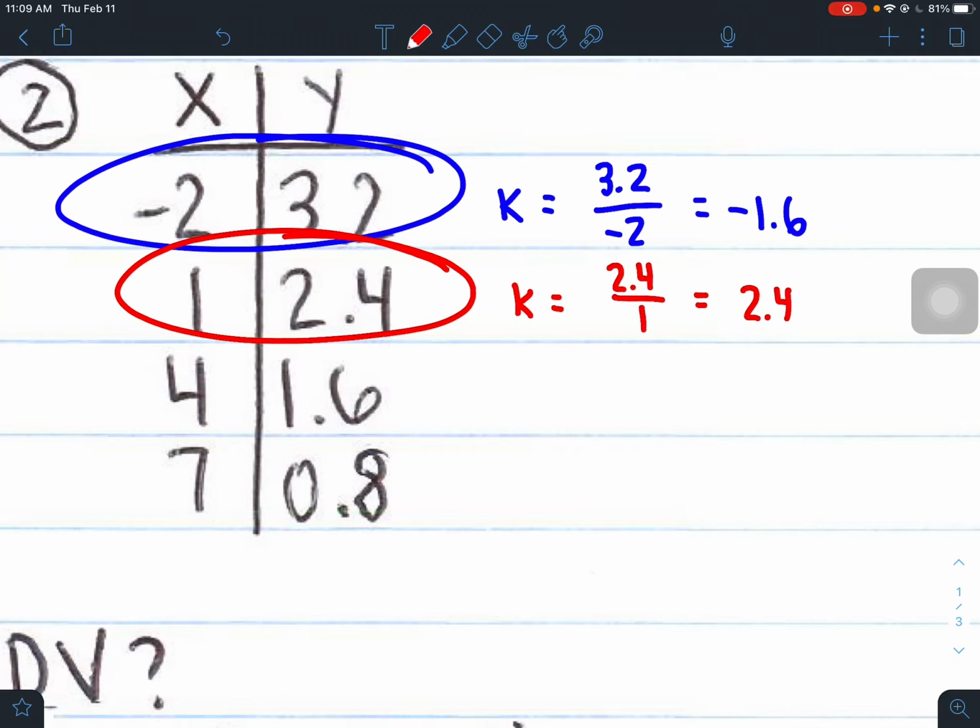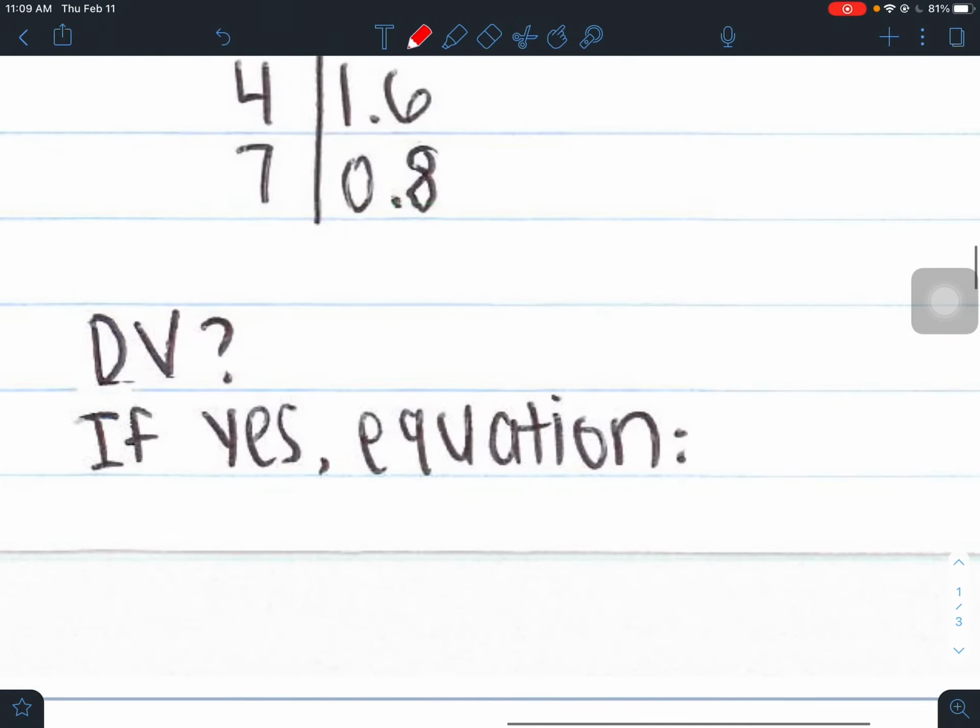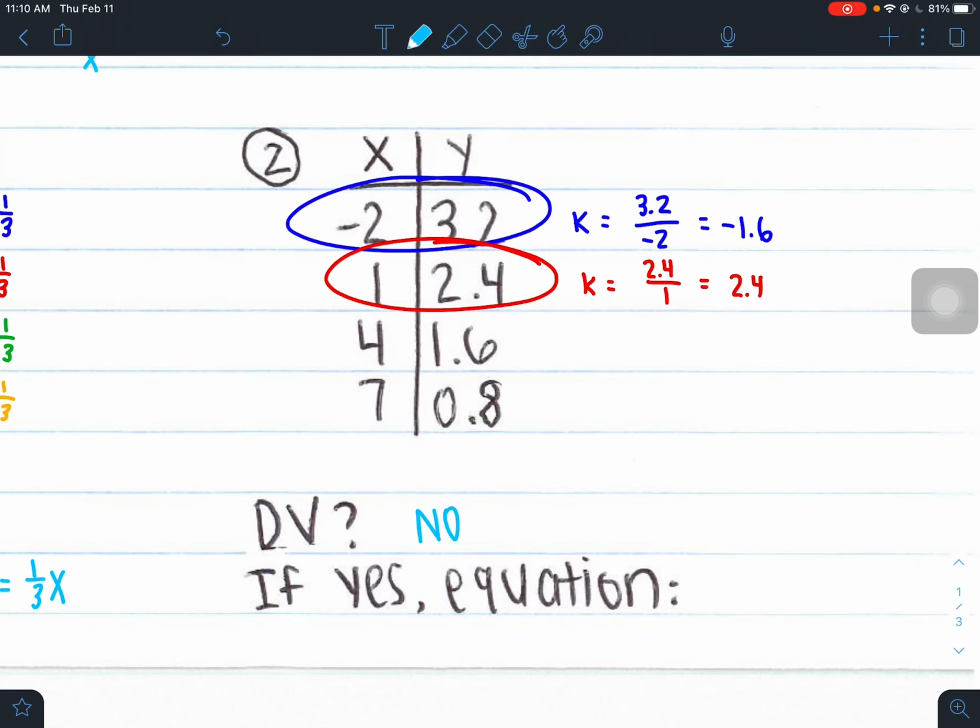Well, what do you notice already? These two numbers are not the same. So do I even need to keep going? No, because it needs to be constant for every ordered pair. As soon as you find that it's not constant, you don't have to keep going. So is this direct variation? No. And why was it no? Well, because your k is not constant. It has to be constant to be direct variation.